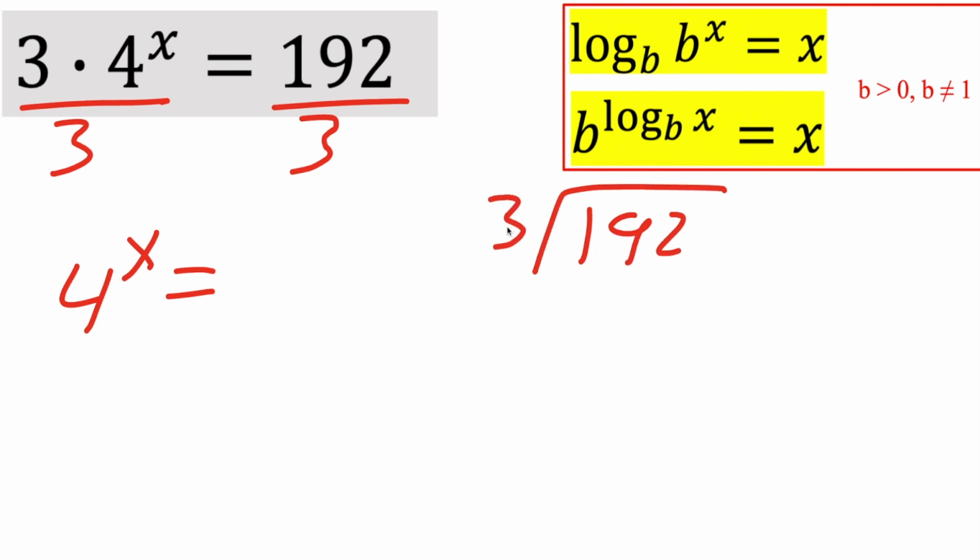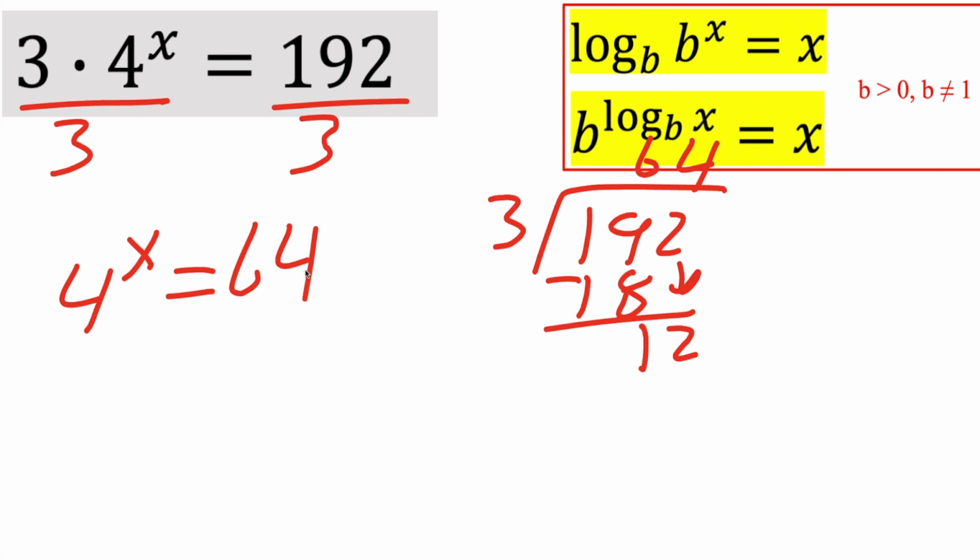How many times does 3 go into 19? Well, 6, because 3 times 6 is 18. We subtract it: 19 minus 18 is 1. Bring down the 2, so you get 12. How many times does 3 go into 12? 4 times. So 192 divided by 3 is 64.